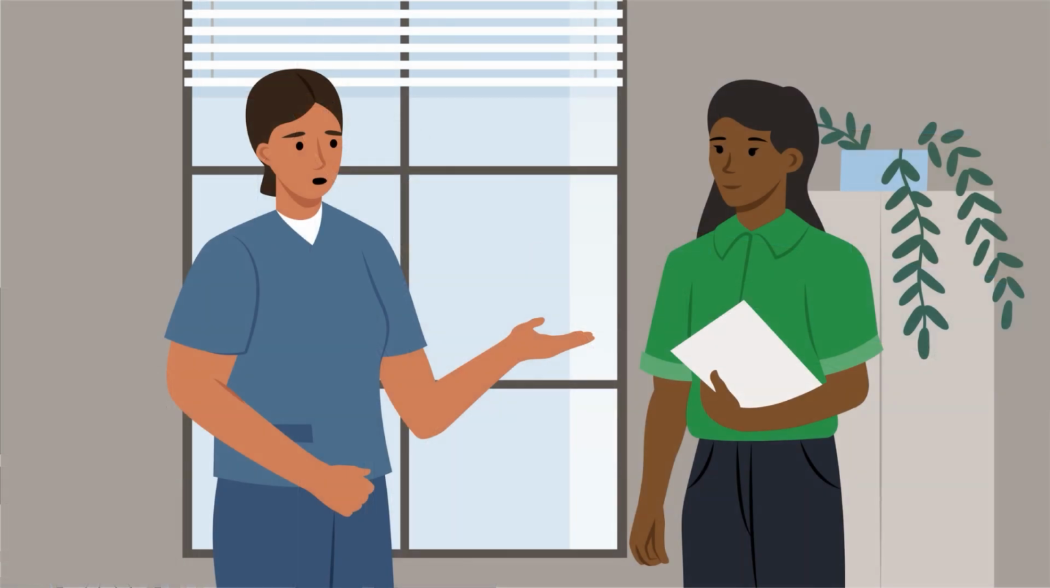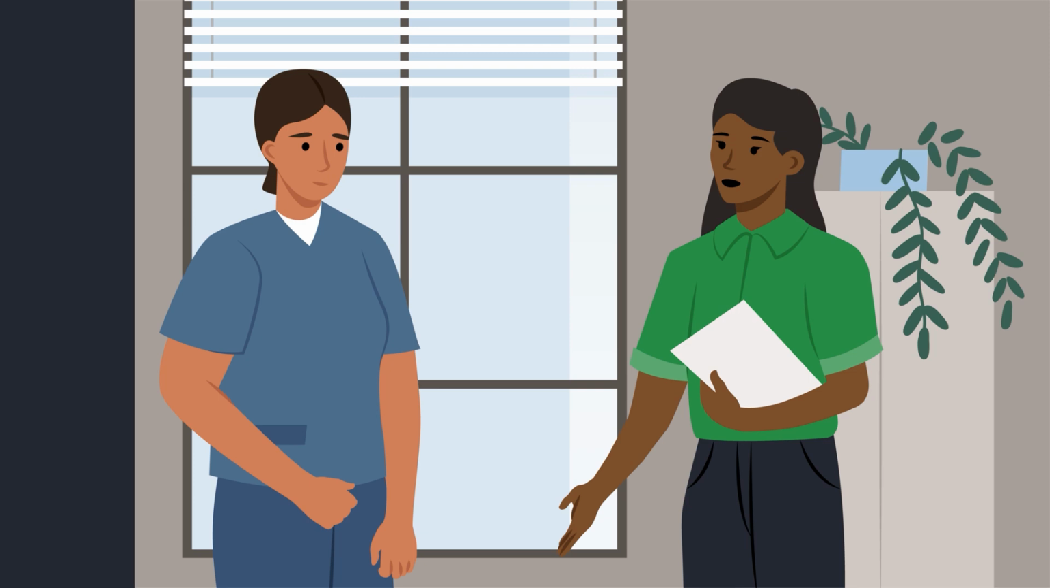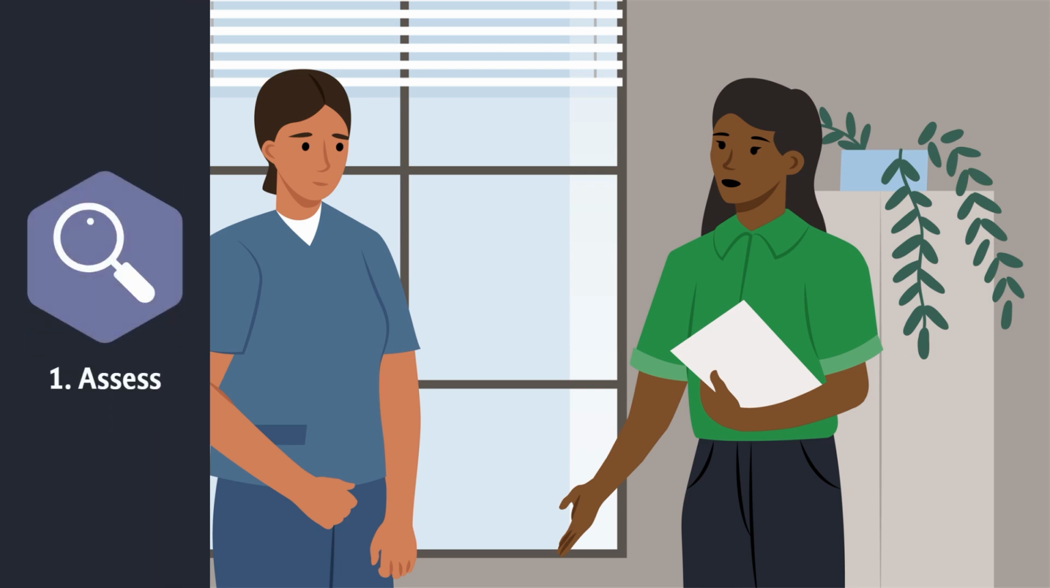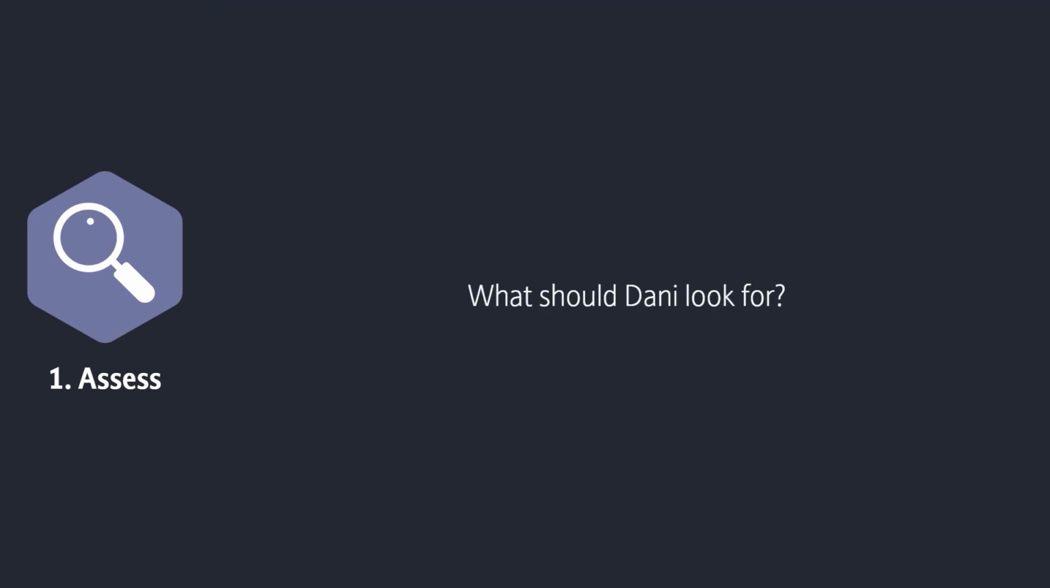Yvette reports to Danny, her supervisor. Danny will create the behavioral care plan with Yvette's input. Danny starts with step 1, assess. They gather existing information from electronic health records, site-specific forms, and coworkers that work with Mrs. Nichols. What should Danny look for?